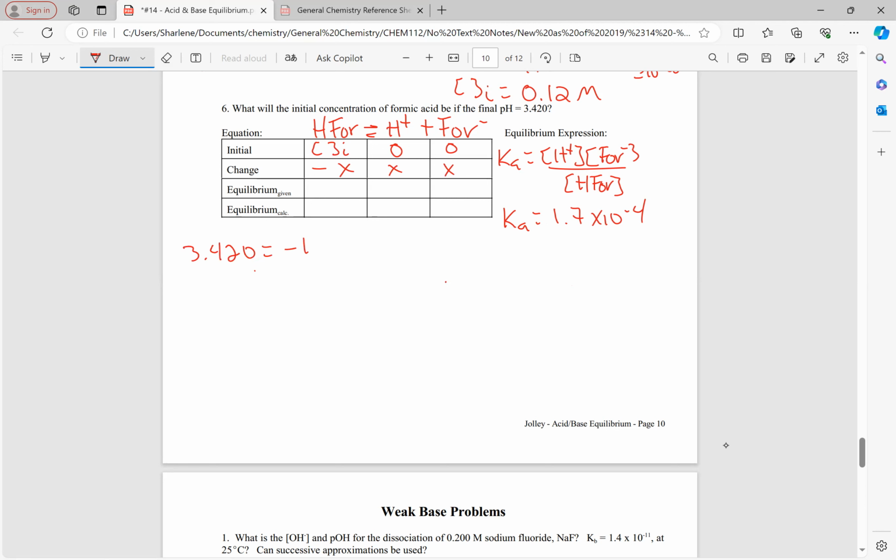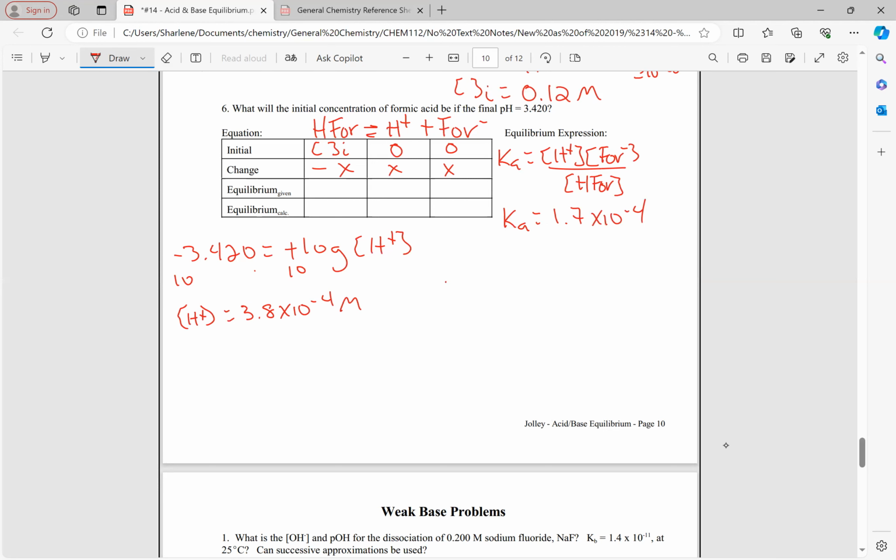3.420 is equal to the negative log. Multiply both sides by -1, take the anti-log. So my proton concentration is 3.8 times 10 to the minus fourth. Don't forget to put your unit because that's a molarity now. I'm going to check it one more time. All right, that checks out.